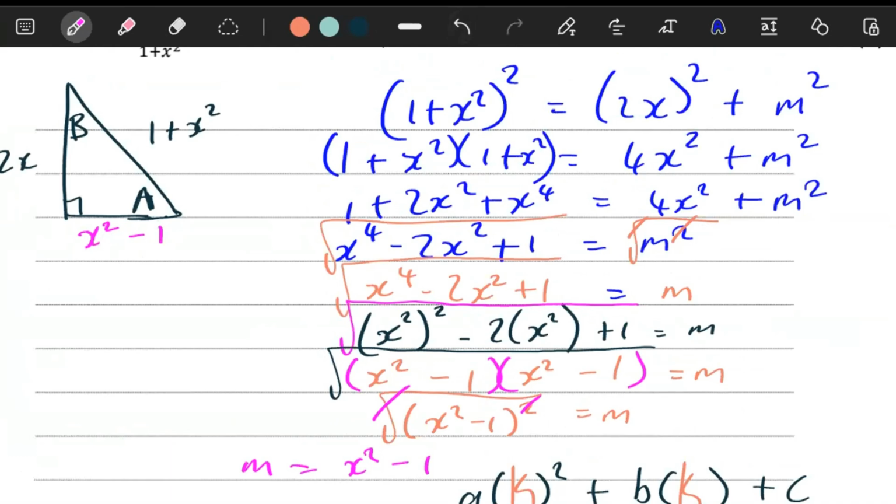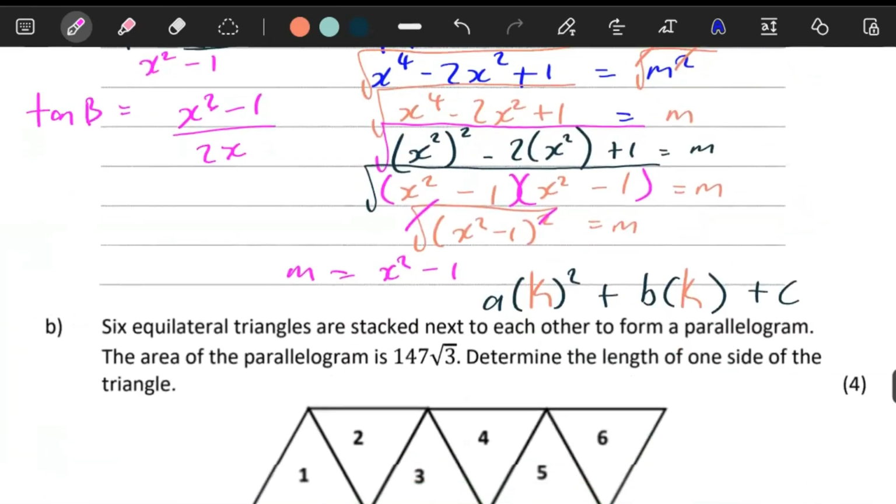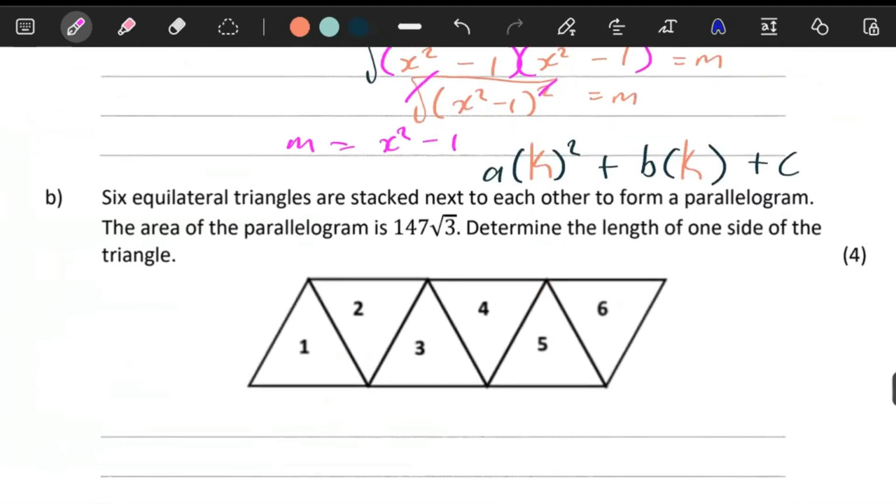Now, with what we have here, they want us to get tan b. So tan b is obviously going to be opposite over adjacent, you see. There you go. You can leave it like this. It is 100% A-okay. You will not be penalized for that because it is 100% up to you. B says 6 equilateral triangles. Equilateral means all the sides are equal and all the angles. So 1, 2, 3 are equal. All these are equal.